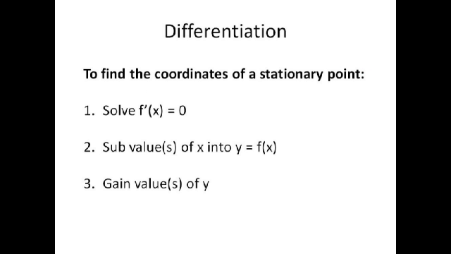So how do you find the coordinates of a stationary point, I hear you ask? Well, you solve f'(x) = 0. You differentiate it, set it equal to 0, solve it to find your value of x, or values of x if you get a quadratic, and you sub them into y = f(x), and you'll gain your value of y. So you'll have your values of y and your values of x, and then you can find out the type of stationary point by doing the stuff which I hope is on the next slide.